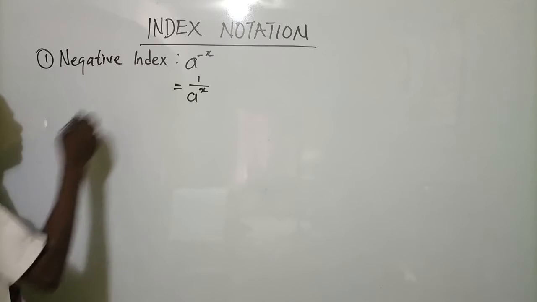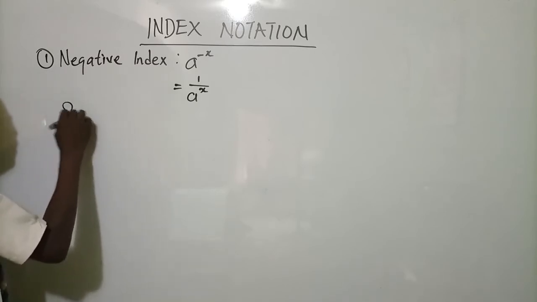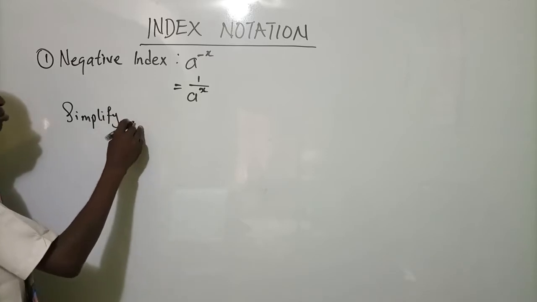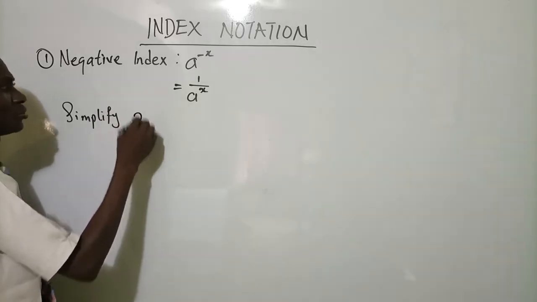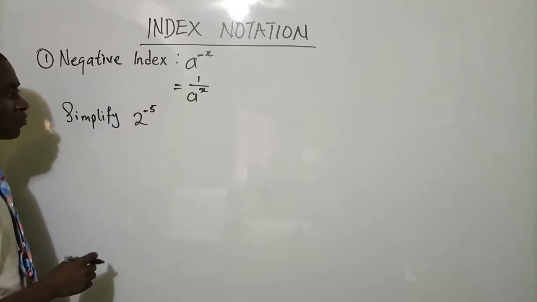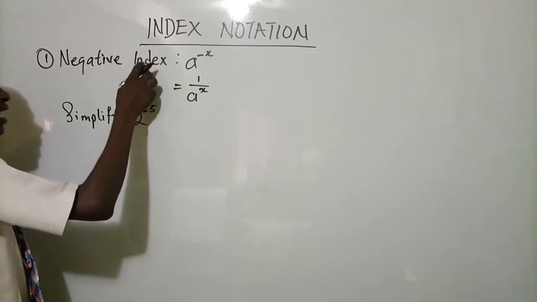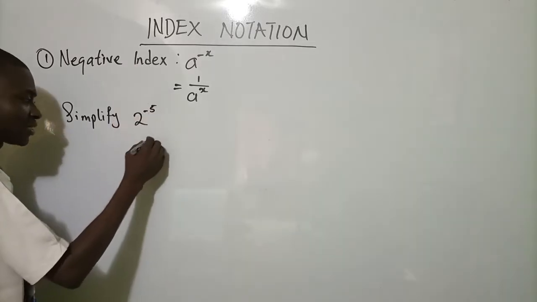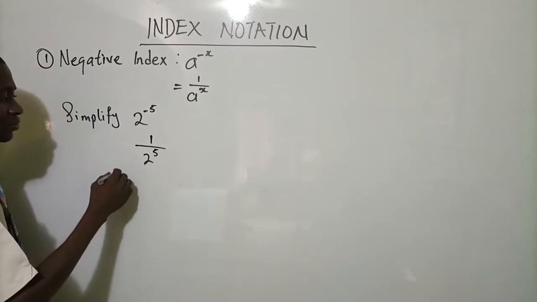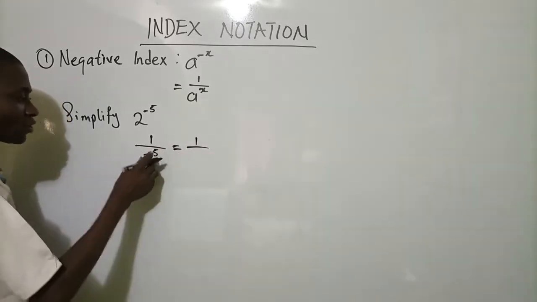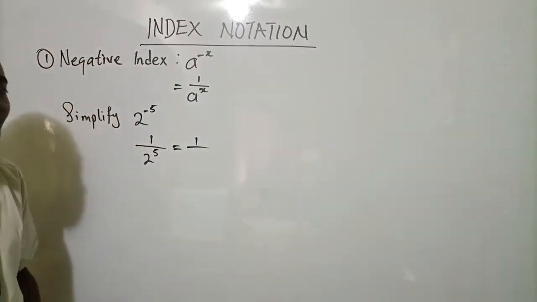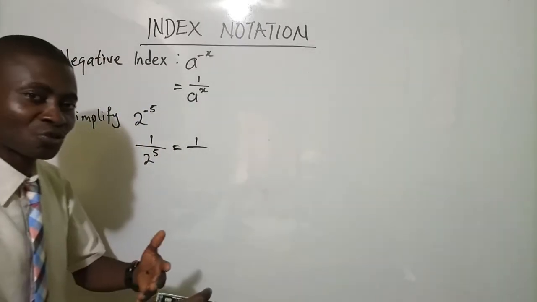What does that mean? For instance, in an exam you have a question that says, simplify 2 raised to the power of minus 5. Applying this law, it is the same thing as 1 over 2 raised to the power of 5. That means 2 times 2 times 2 times 2 times 2, 2 in 5 places.